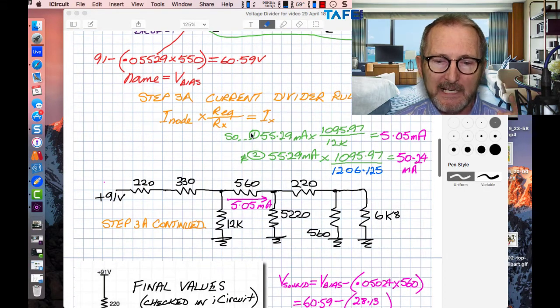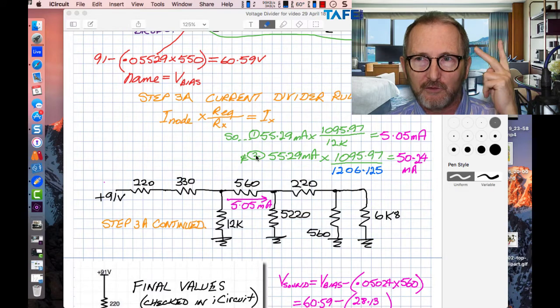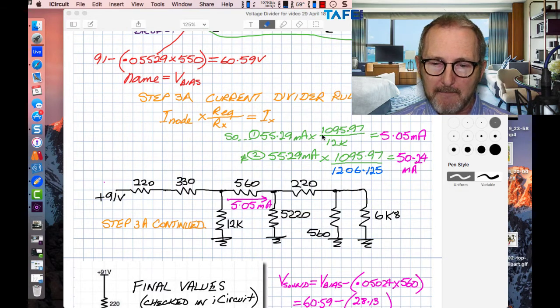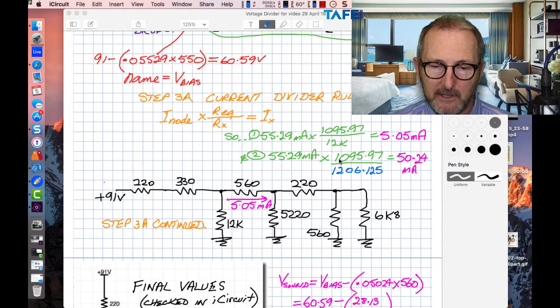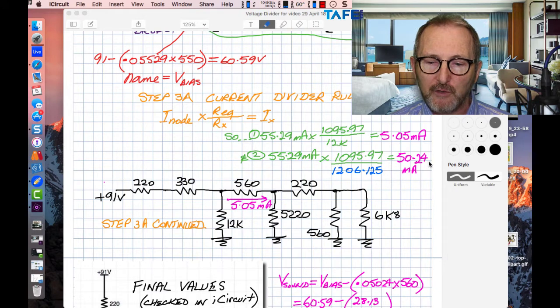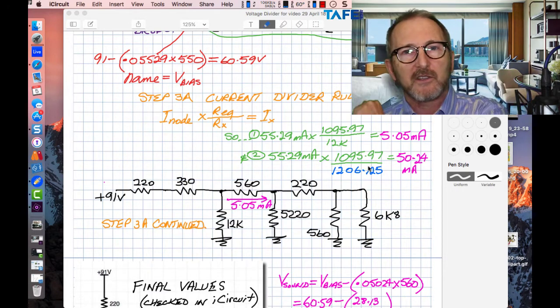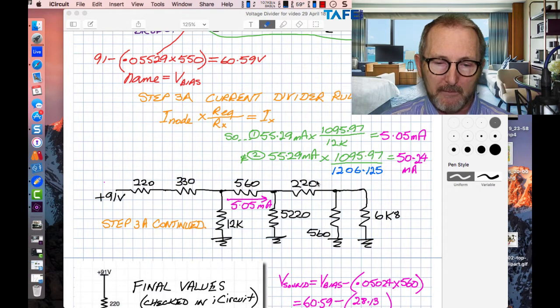So case 1, case 2, because there's 2 forks in this: 5.05 milliamps going through the 12K resistor, and 50.24 milliamps flowing into the rest of the circuit. And that's the one that I'm interested in.